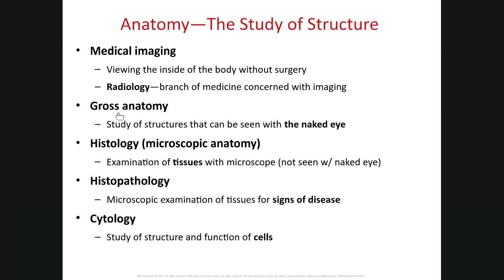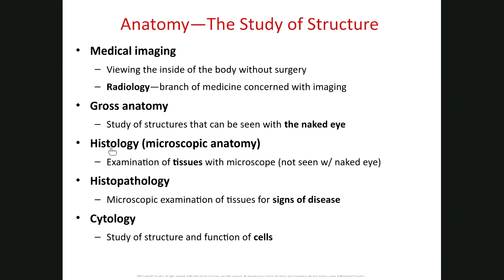Gross anatomy. Gross anatomy is when we study the structures of the body using the naked eye. You can see them clearly. Histology. Now, histology will be very important. We will go through histology in chapter 5, and we will spend some time on that, both in lecture and lab. Histology is pretty important to know.